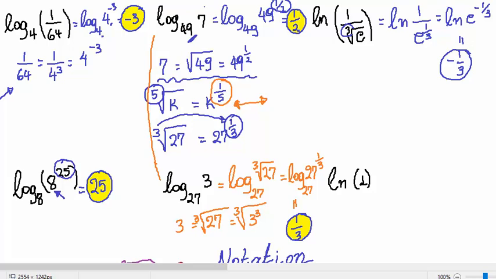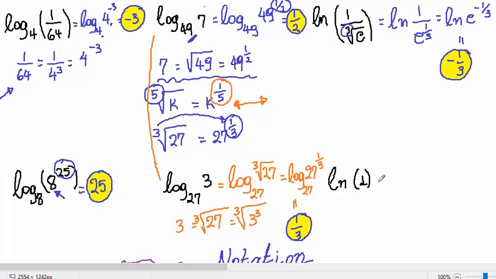And that's my answer for this problem. Yes, it has a lot of steps, but if you go slowly, one after the other, there are no issues. Remember the two properties that you need: how to translate radicals and how to translate negative exponents.